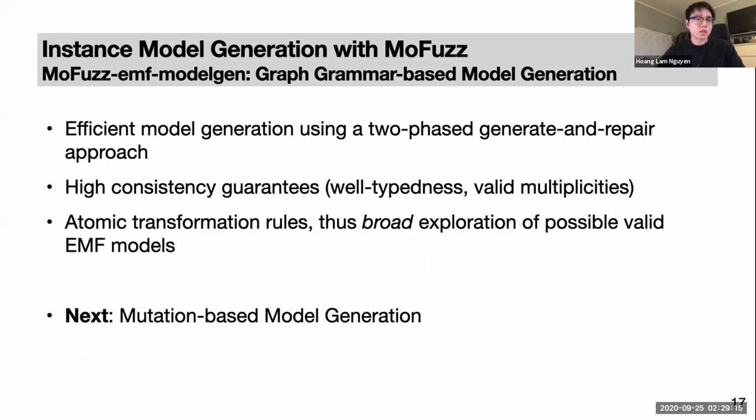So compared to solver-based methods, the graph grammar-based approach provides a good trade-off between efficiency and consistency by employing a 2-phase generate and repair approach. Furthermore, since the model increase phase uses atomic model transformation rules to add objects and references, the input space of valid instance models can be explored in a broad manner.